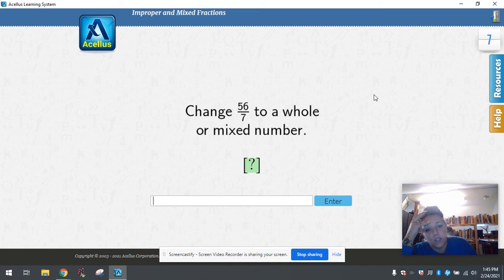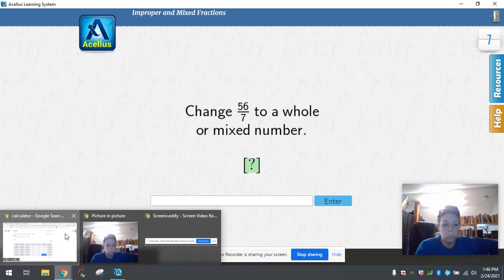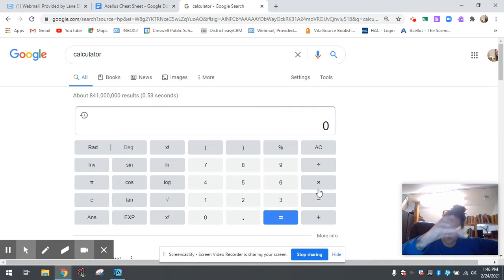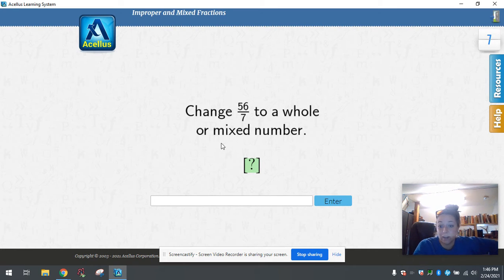Okay. Says change 56 sevenths, or 56 over 7, to a whole number or a mixed number. Remember, a mixed number is where you have a whole number and then a fraction, kind of together. So the easy peasy way to do this, especially if you know that the denominator, the bottom part of the fraction, fits into the numerator evenly, just plug it into a calculator or do the mental math. You can do 56 divided by 7 is 8, because 8 times 7 is 56.